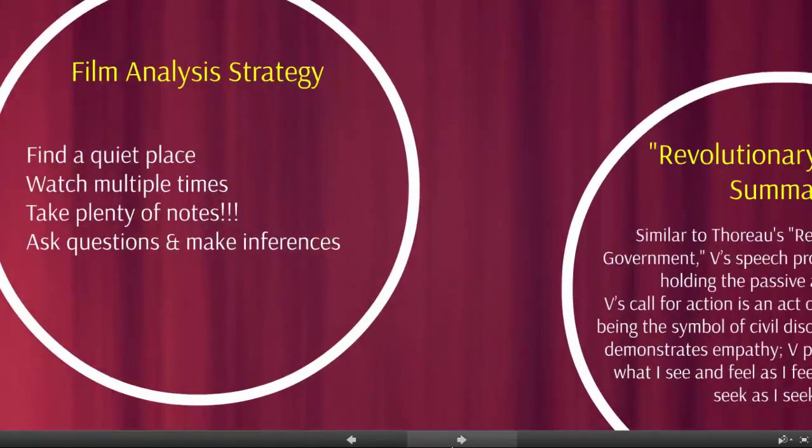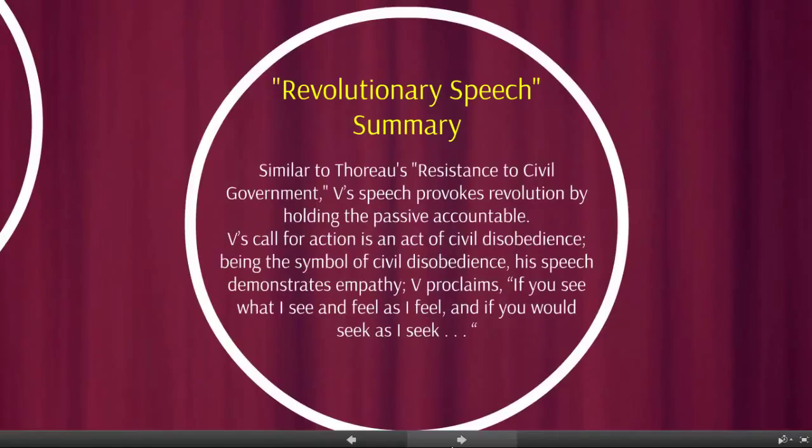So, once you have done that, you want to write a brief summary of what you believe the movie's about, what you have gathered from watching the movie. And so this is what I provided. It's going to be very brief, but it's going to help you come to your thesis that you believe is the main idea. So this is my brief summary.